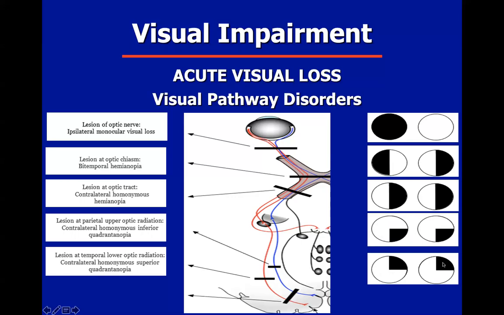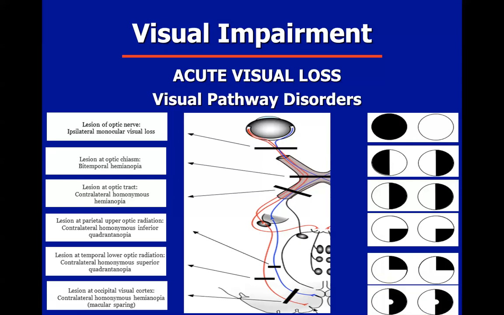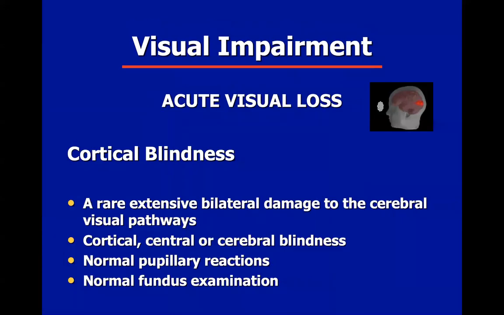And then last but not least is your lesions in your occipital visual cortex, which we refer to as macular sparing. Please understand these. I don't want you just to memorize them. Please understand them because you will need them not as an ophthalmologist, but as a general practitioner, neurologist, and so forth. So this is your visual pathway disorders. I hope I have made it easy for you.